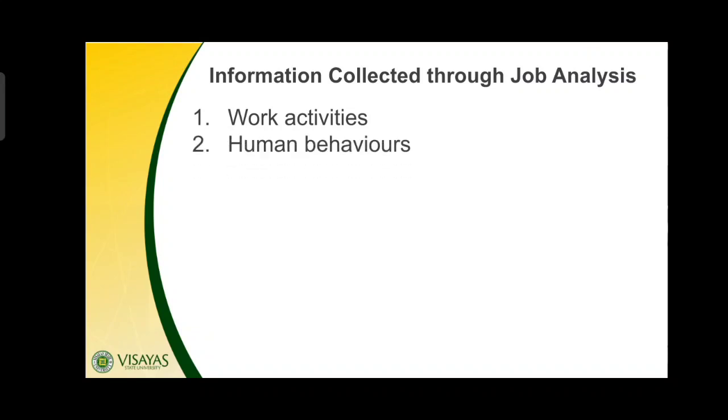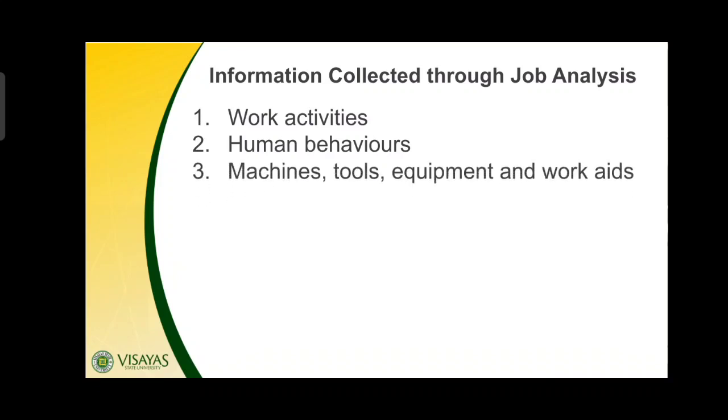Then, human behaviors. This information is also collected through job analysis. It includes information about what behavior the job requires, for example, a pleasing personality. Next are the machines, tools, equipment, and work aids. This is the information regarding the processes, the knowledge dealt with or applied, and services rendered. Then, performance standards. In performance standards, we see the information about the job performance standards in terms of quantity or quality or levels of each job duty. For example, if you work in auto parts, how many is your quota every day.